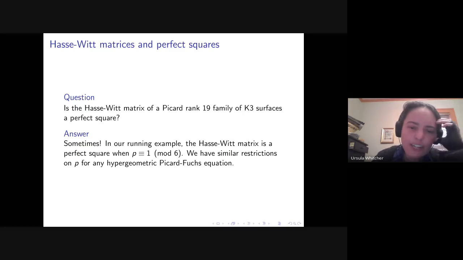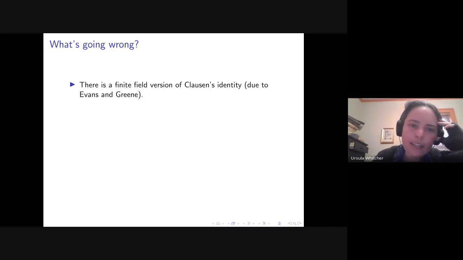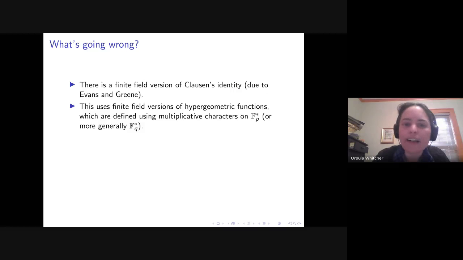So if you're going to try to dig into this and ask, why is that happening? Why is it that we don't always have a quadratic residue Hasse Witt matrix sort of all the time? The answer is that we need some kind of finite field version of Clausen's identity. And indeed, there is a finite field version of Clausen's identity. It's due to Evans and Green. But it depends on the existence of finite field versions of hypergeometric functions, which are defined using multiplicative characters.